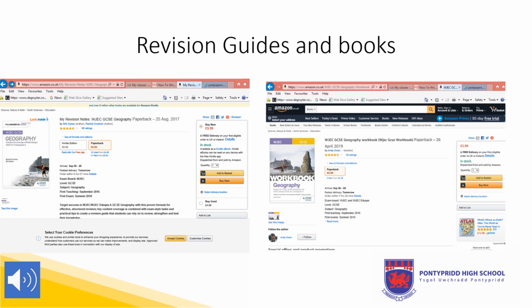Something that's fairly new, to go alongside it, is a workbook, the WJEC GCSE Geography workbook on the right-hand side. But I think that is supposed to support the other book. So the other book is the one you'd need to revise from. The workbook supports that, and that's £5.99 on Amazon as well. So very, very useful books here.